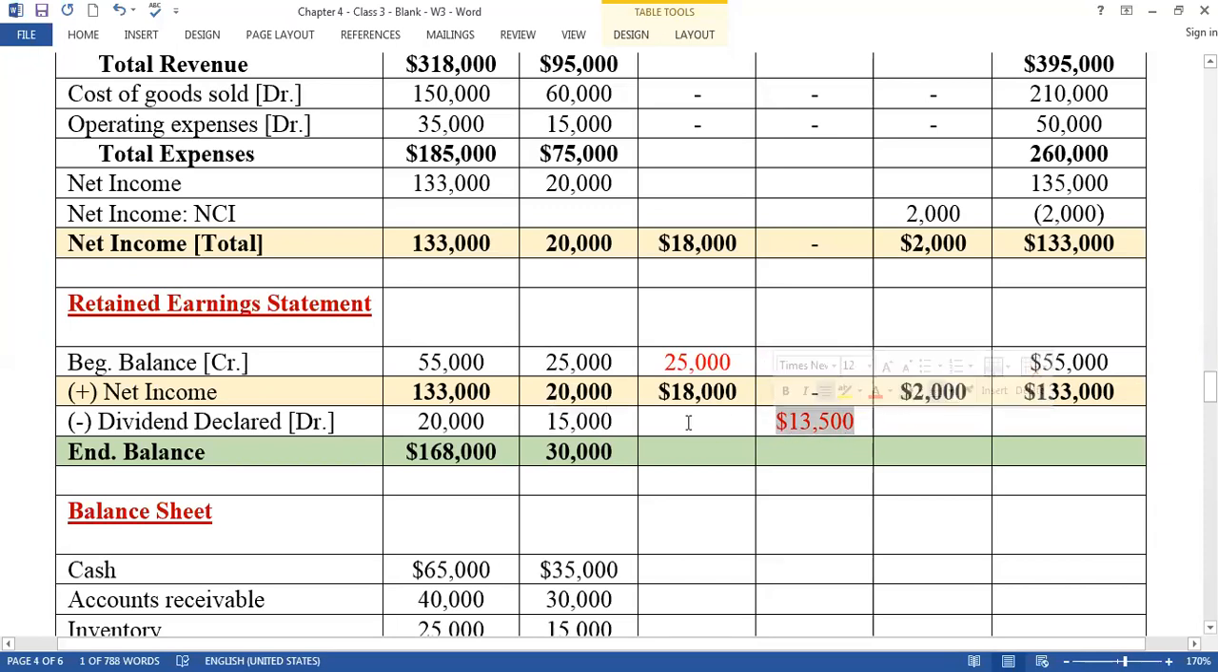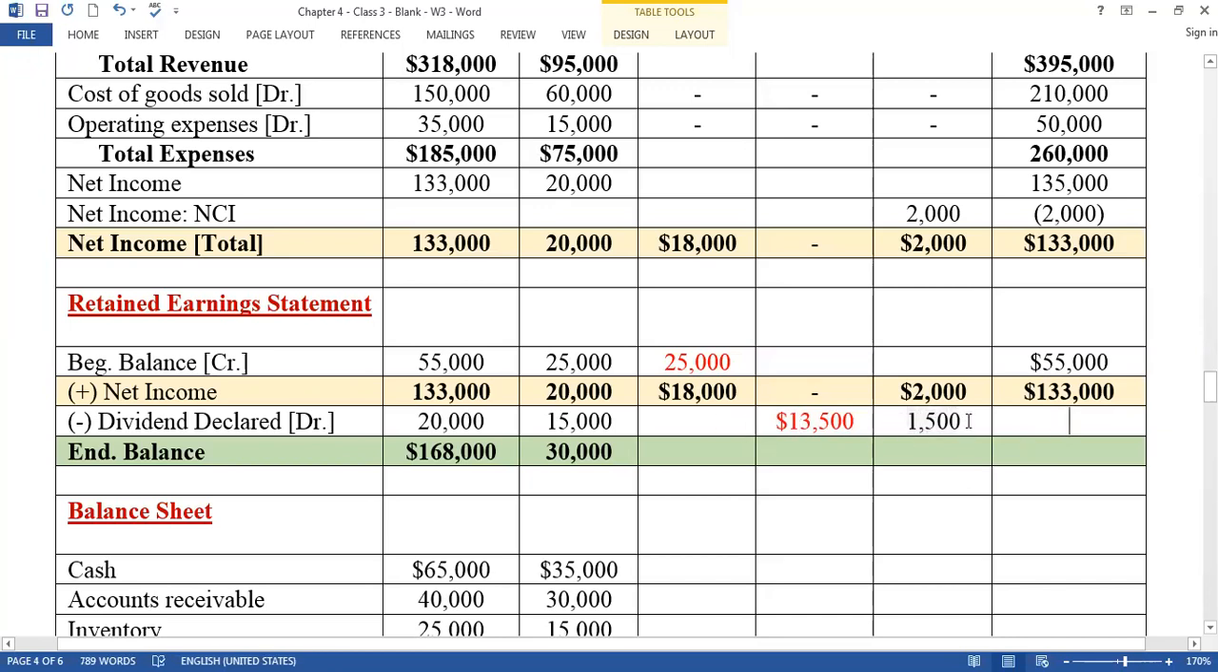What about the remaining? The remaining is for the NCI. Look at it. The total is 15,000, right? Our part is 90%. The other 10% is for whom? Yes, NCI. It is 1,500, right? So don't forget that this is negative because this is a minus sign. Clear? I repeat again, 15,000 is the total subsidiary dividend. The parent company received 13,500 and NCI 1,500. Clear?